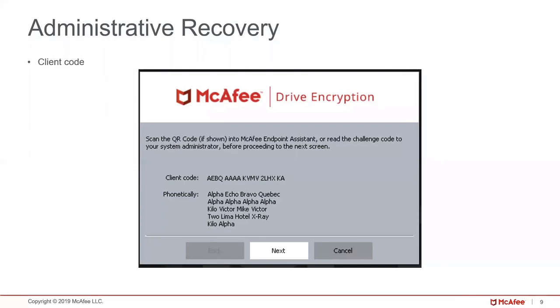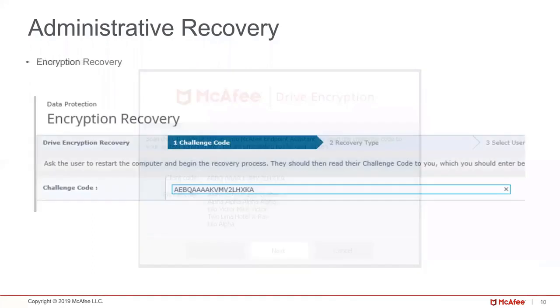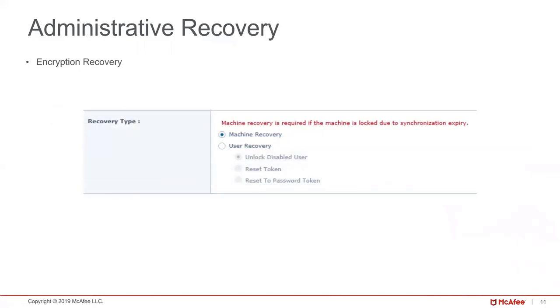It is unique. They'll contact the EPO administrators or help desk as applicable, requesting the recovery, and then when the administrator that's providing recovery services is ready, they will go to this page under Menu, Data Protection, Encryption Recovery in the EPO console and wait to have the code read to them. Once the code is input, the administrator will be given a series of options. The first option, Machine Recovery, will provide just a single boot past the pre-boot authentication screen.